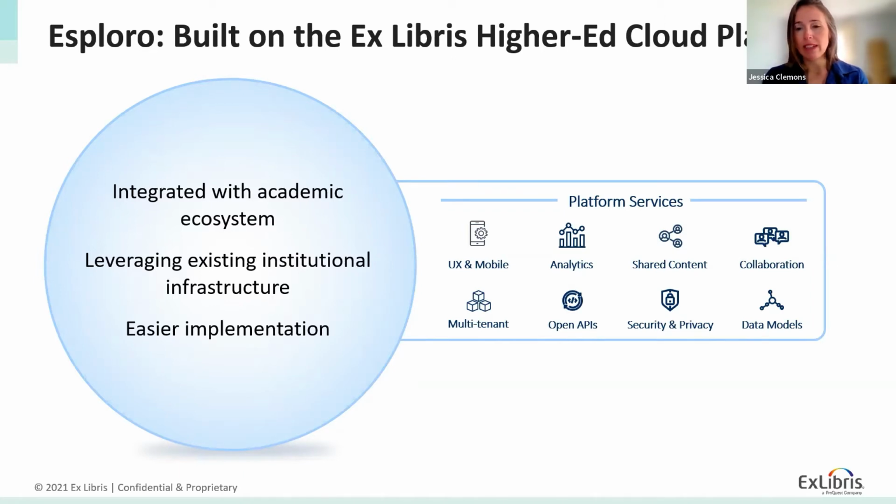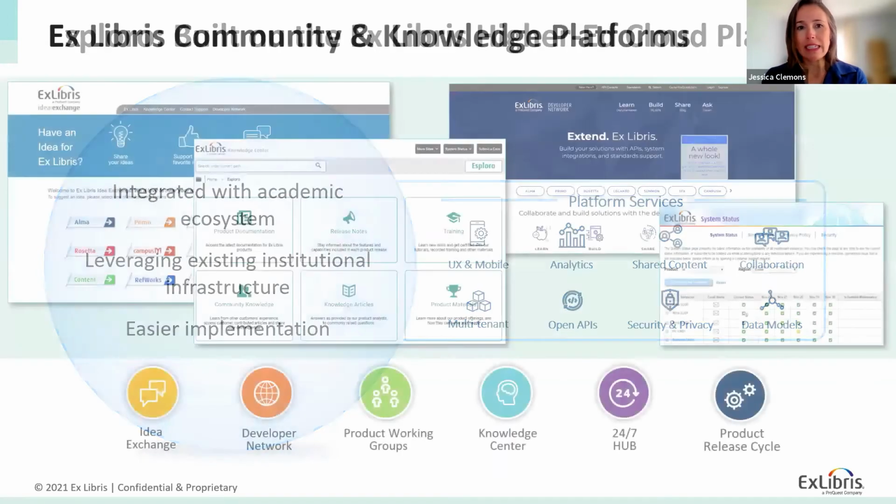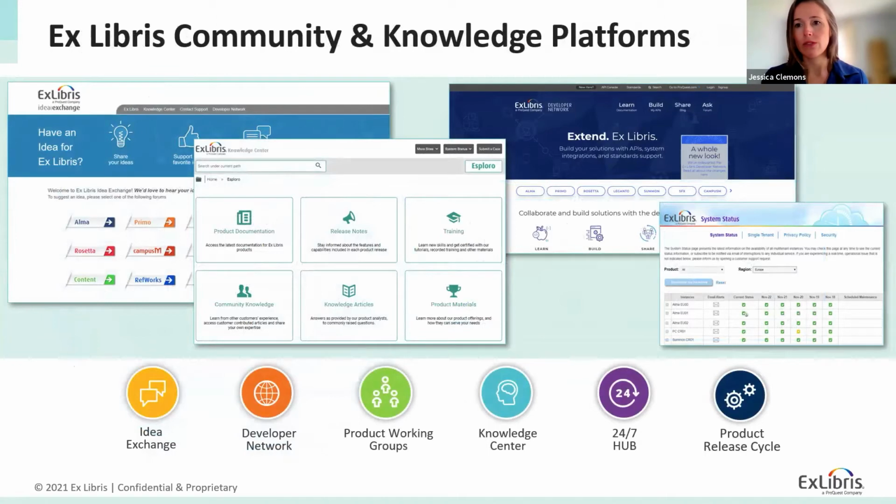All of the Ex Libris platform services would be applied to Splurro. So those collaboration models, the user experience and mobile accessibility and responsive design is there, as well as our open APIs. And of course, what's really important, that's security and privacy right now. And Ex Libris is very well known for its multi-tenant SaaS-based solutions, but this isn't just about a SaaS solution that enables institutions to efficiently and effectively pursue its goals. It's really about the community here.